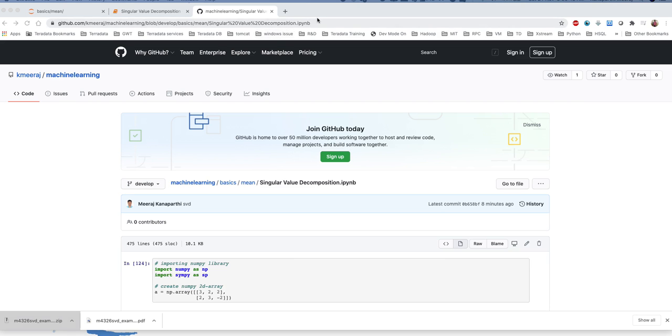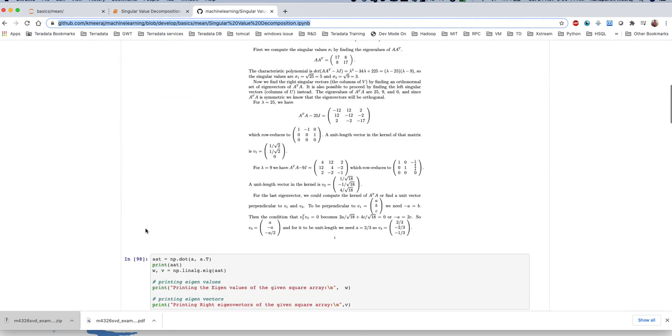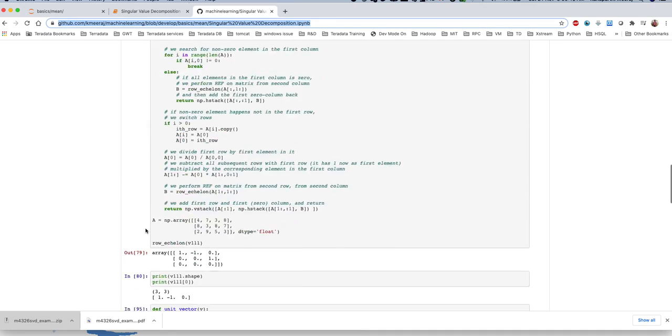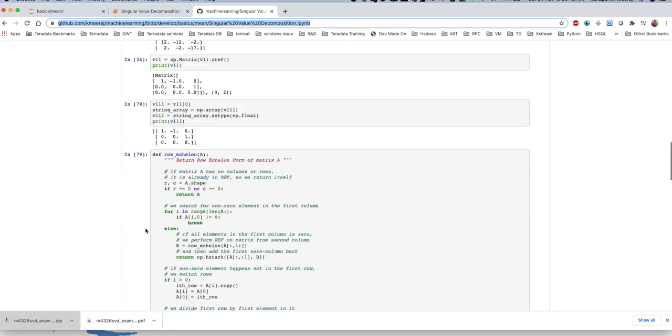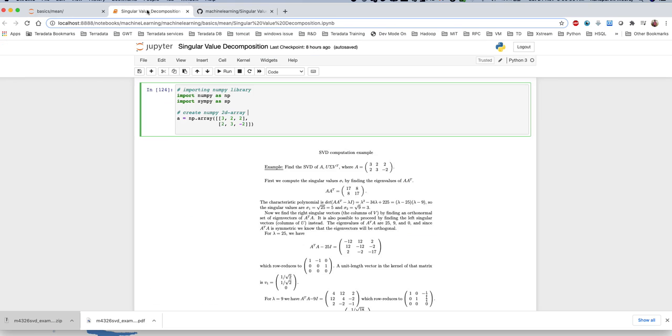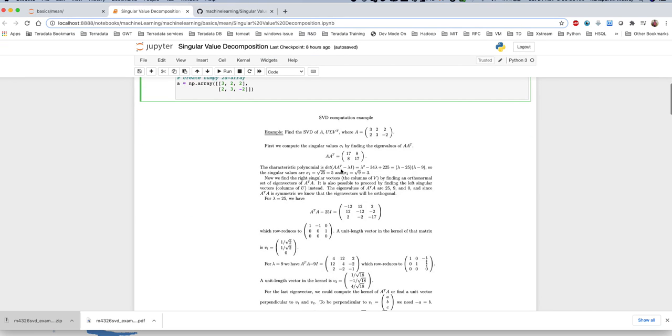Okay. So you can find this notebook in the links provided in the description. So let us assume that we have this particular matrix: 3 2 2, 2 3 1.